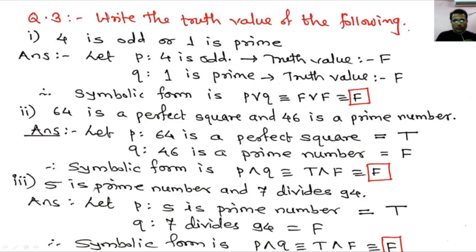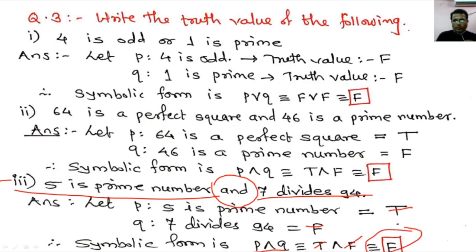Next we have to consider the third question. In this third question you have to consider 5 is a prime number, that is true, 7 divides 94, that is false, and the connective used is nothing but AND, therefore the symbolic form is P and Q, as first is true, second is false. So true and false is always false. This way you can consider symbolic form and their truth values.